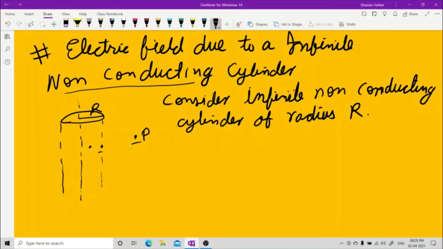Let us call this point Q, and this point S. We can put the names of the points the way you feel like. You don't want to put the names of the points, no problem. Now for r greater than R, that is this point, at point P.